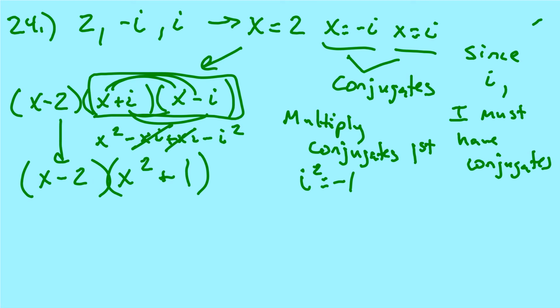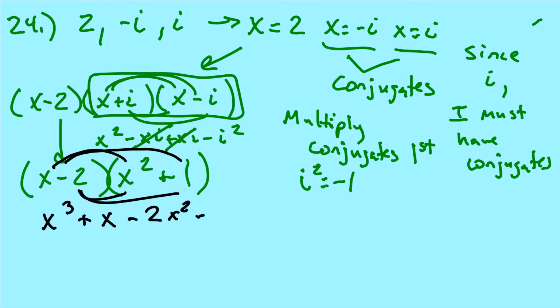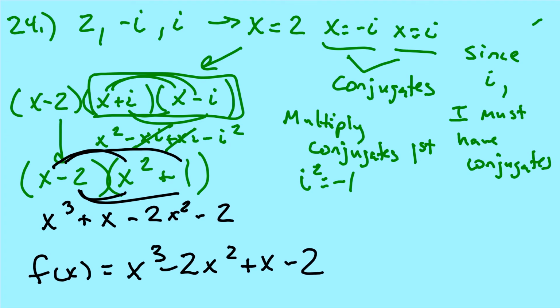Now I just FOIL again. I'm just going to distribute again. So x is going to go to x squared and 1. So I get x cubed plus x. Then negative 2 is going to go to x squared and 1. So I get minus 2x squared minus 2. And just to finish that out, I'm going to make that equal to 0. Or sometimes you'll see it written this way, f of x equals x cubed, and I'm going to put it in standard form. So it's going to say minus 2x squared plus x minus 2. And that's it.